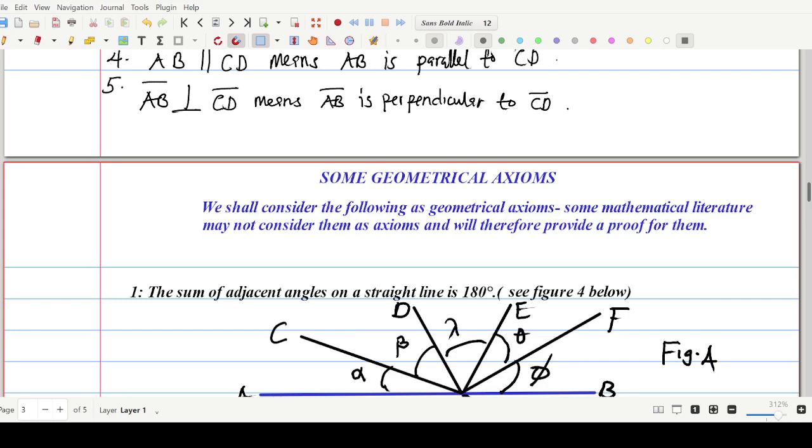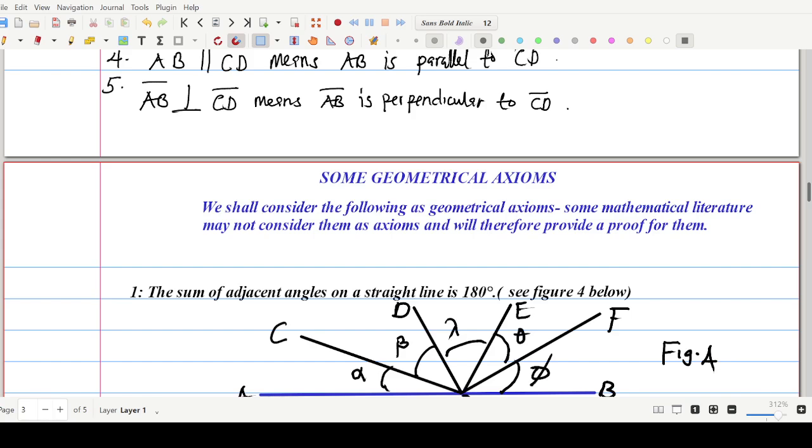We have to assume that they are correct, and by them we will establish other important properties called theorems. All right. Now the first of the axioms we are looking at is the sum of adjacent angles on a straight line. I've already explained what is meant by adjacent angles in passing. Now I want to look at an axiom about them. The sum of adjacent angles on a straight line is 180. So in other words, if adjacent angles are on a straight line, the sum of these angles will be 180.